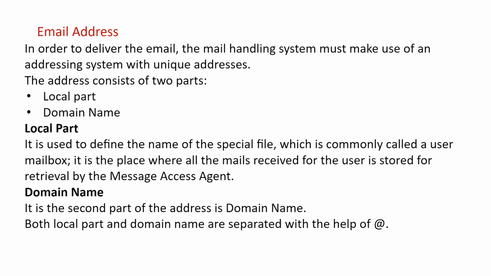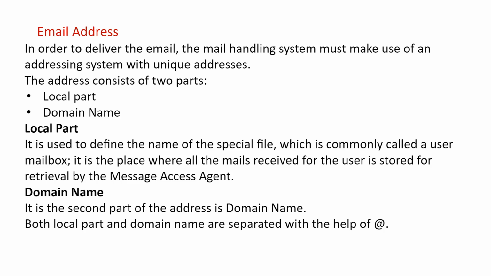And an email address consists of two parts, the local part and the domain part. The local part is the name of a specific file, commonly called a user mailbox. It is the place where all the mails received for the user are stored for retrieval by the message access agent. Generally, if you open any email icon, you will see many files in the mailbox, which were received for the user. Those mails can be retrieved using the message access agent.